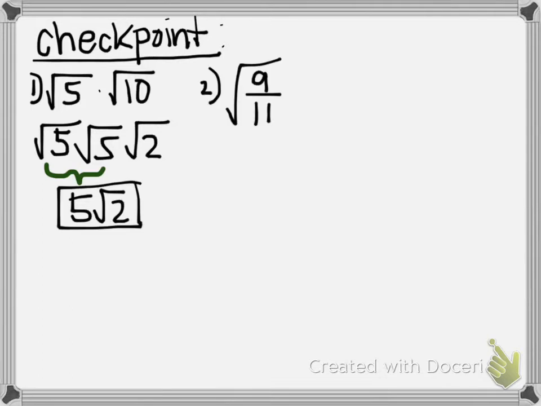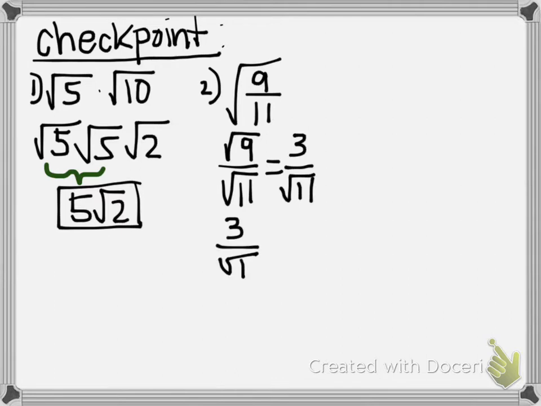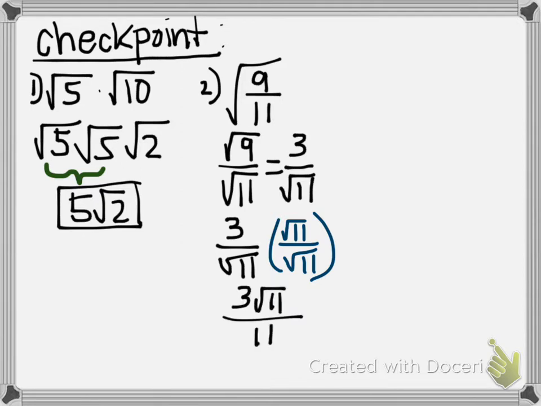For number 2, again, if you have a fraction with the square root, we can separate it as square root of 9 over square root of 11. But we can simplify square root of 9, so that becomes 3 over square root of 11. Again, the point of this particular problem is we want to rationalize. So we're going to multiply square root of 11 by something that will get rid of the square root. So your choice here would be square root of 11 over square root of 11. Multiplying straight across, you get 3 square root of 11 over 11.